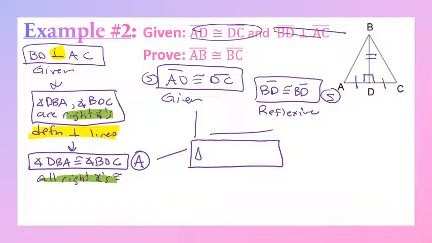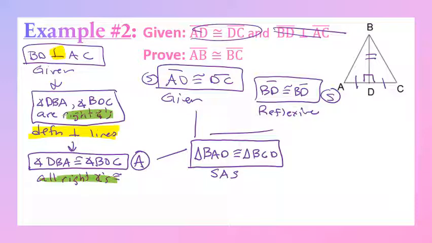So again, letter order is important. So if I go from B to A to D, triangle BAD, and now I look at my picture, if I went B to A and then A to D, that means for my second triangle, I need to go from B to C and C to D. I know these two triangles are congruent because of the side angle side postulate, so state my reason.